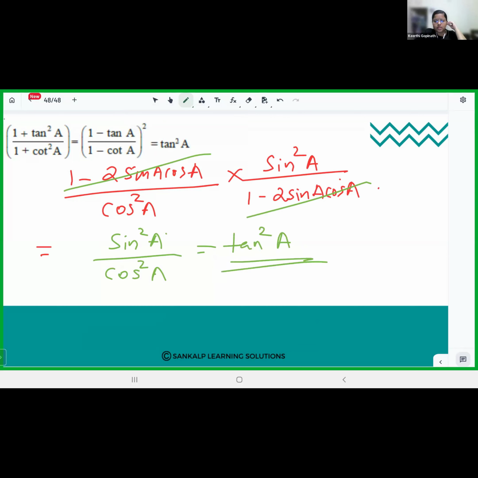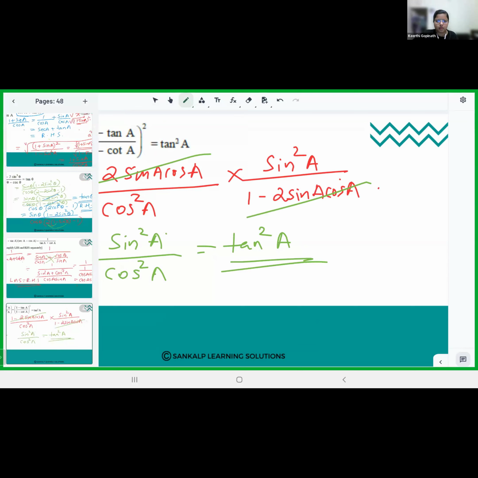So we have proved the second part also. I hope you have got this. Now we have finished all the 3 sessions of trigonometry. I hope this was useful to everyone.